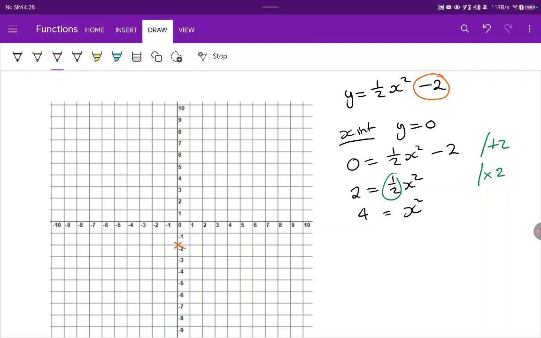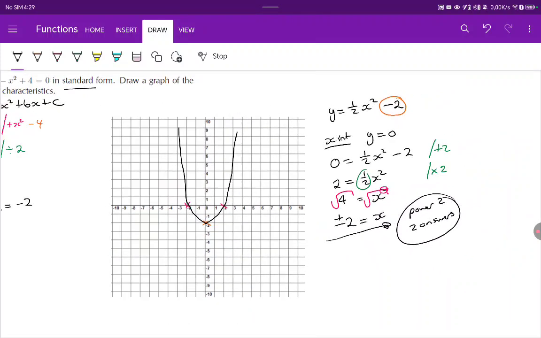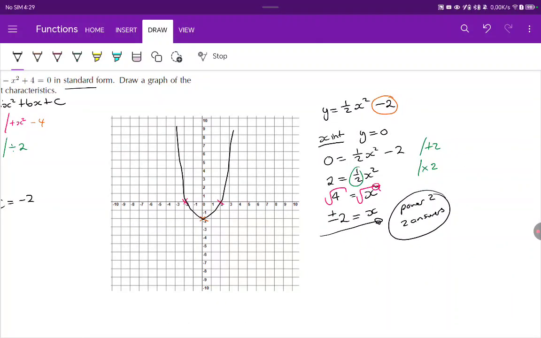And now I'm going to get rid of the square. So I'm going to square root on both sides. And then x is equal to plus minus 2. Remember that because it is a power of 2, there must be 2 answers for the x-intercepts. Okay, so there are 2 of them. So let's input that, positive 2 and negative 2. Now I can go ahead and connect this, and this will be a parabola that looks more or less like that. And there you go. You have managed to sketch the graph.